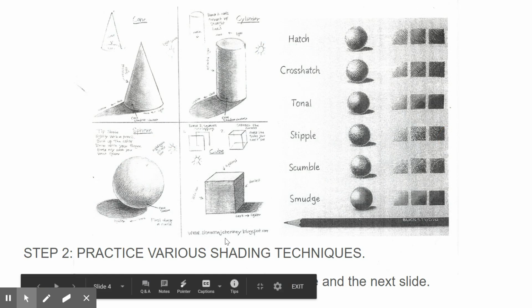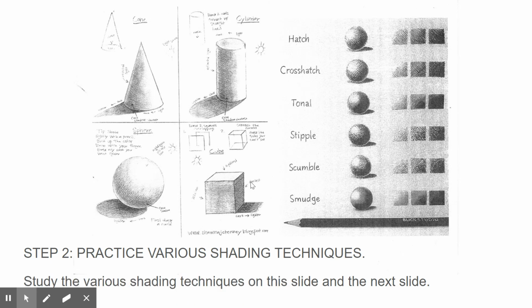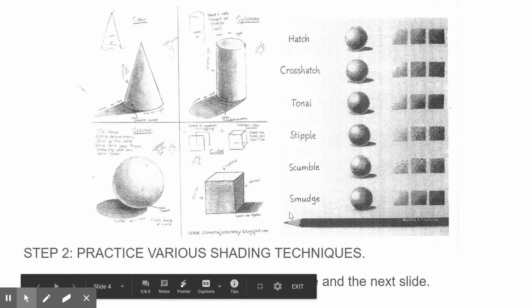Then what you're going to do for step two, so there's four drawings or four main steps to this. The first drawing is just the value scale worksheet, pretty basic. The second drawing is you're going to do a series. You're going to take one of your white pieces of paper, divide it up into 6 sections, and you're going to try 6 different shading techniques.